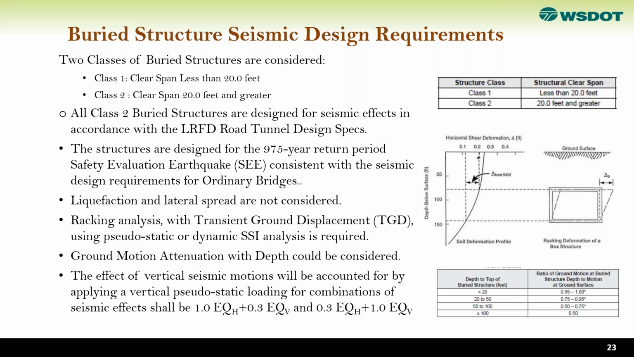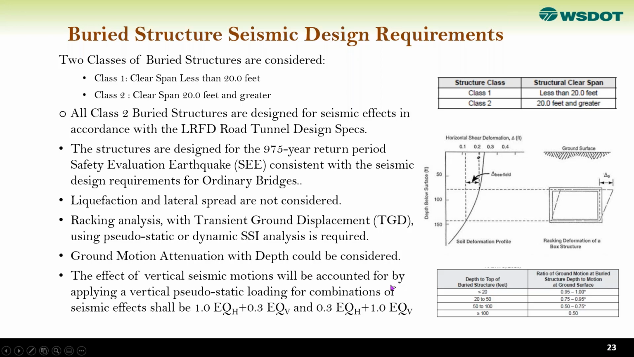Liquefaction and lateral spread are not considered in developing a standard drawing or standard plans. If we have that case, which we do have in some cases, we do a special design for that. Racking analysis is the one that is used, again based on the tunneling manual and the FHWA manual for buried structure, which is a transient ground displacement, TGD, using pseudostatic and dynamic soil structure interaction. And ground motion attenuation with depth also could be used.